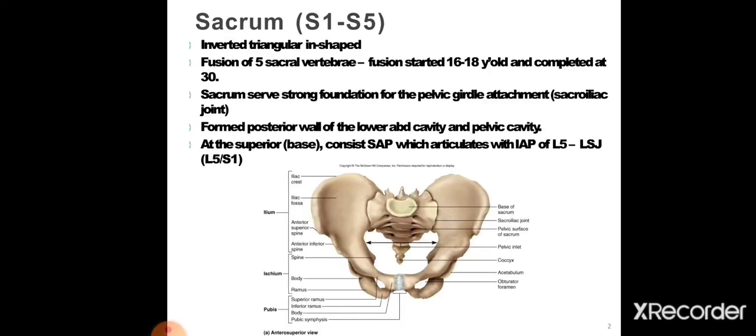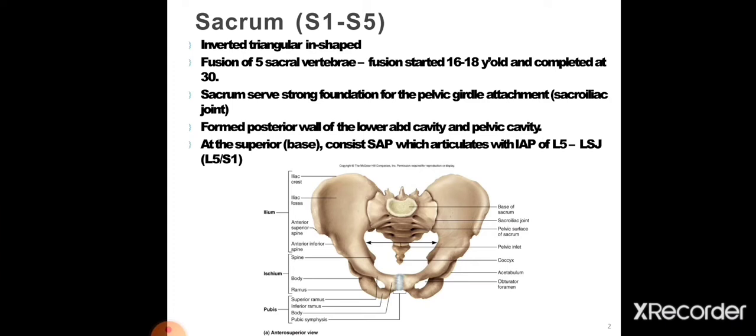Here I am going to discuss the anatomy of the sacrum. The sacrum is a fused bone and one of the bones of your vertebral column, formed by the fusion of 5 sacral vertebrae. The fusion starts at the age of 16 to 18 years and is completed at the age of 30 years. It is inverted triangular in shape.